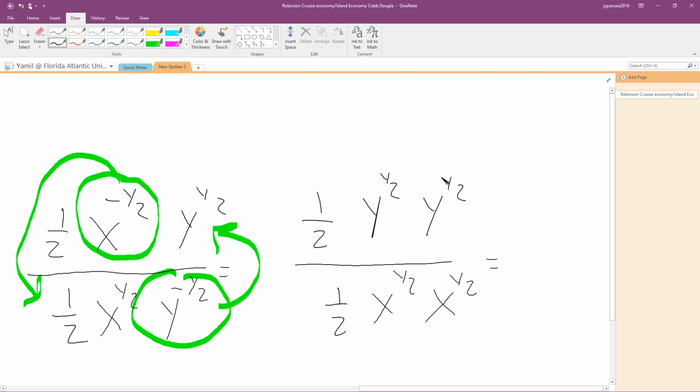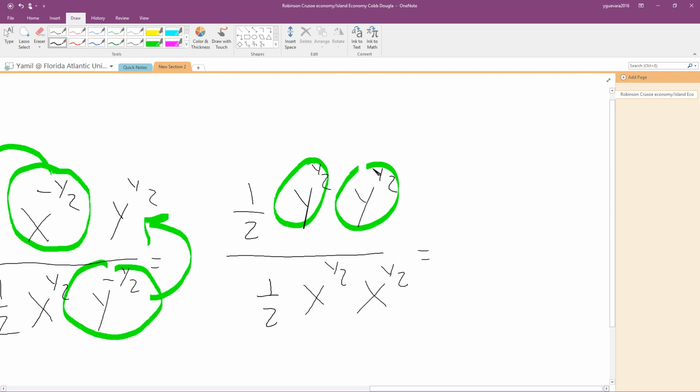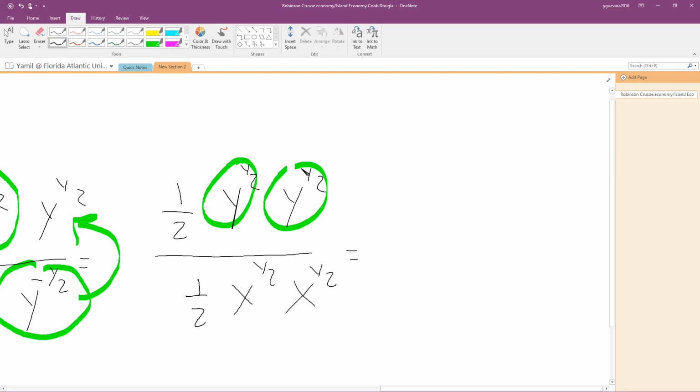Now we're going to multiply this one times this one, and you know what happens. You know the rule, the algebra rule. We have powers, and when you multiply them, you add the exponents. So 1/2 plus 1/2, that's going to become 1. So let's rewrite that. Okay, so we've got 1/2 y^(1/2 + 1/2), then we have 1/2 x^(1/2 + 1/2).